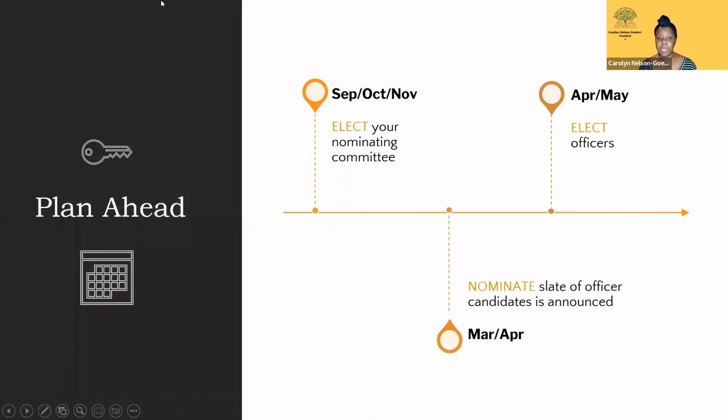In either September, October, or November, it's recommended that you elect your nominating committee. Don't panic. If you haven't done that already, you can do that in January when you have your next meeting. Generally, in January, local units host a general meeting in order to review and make changes to their budget.